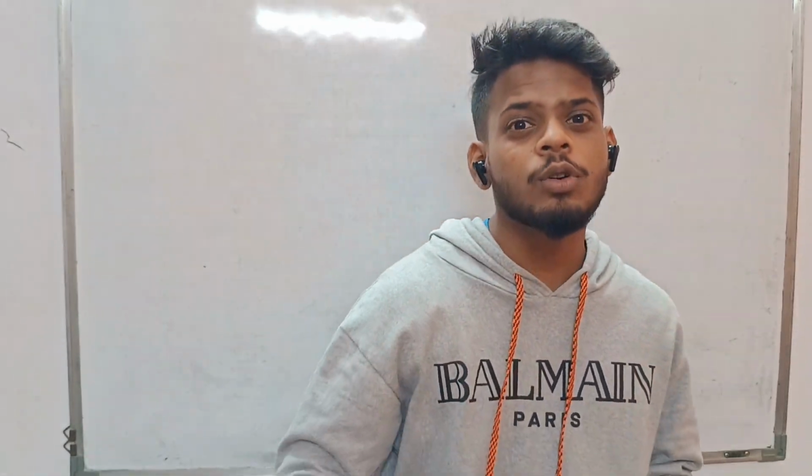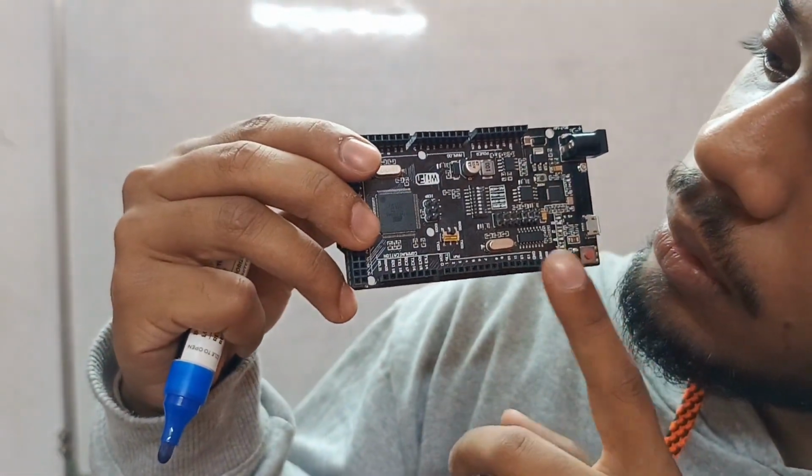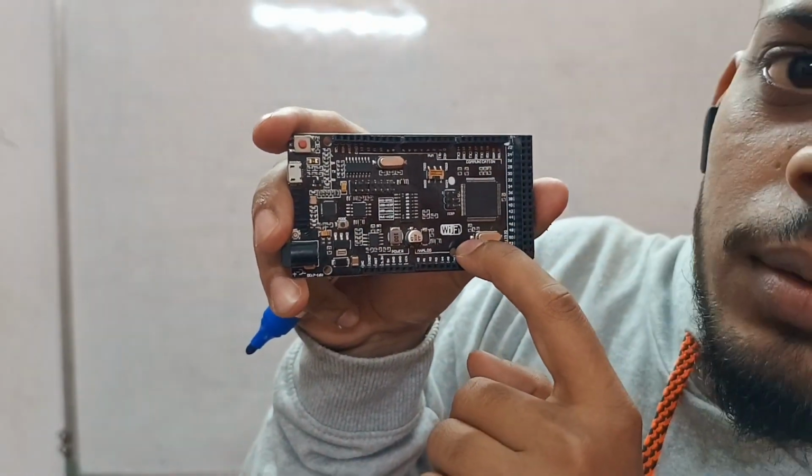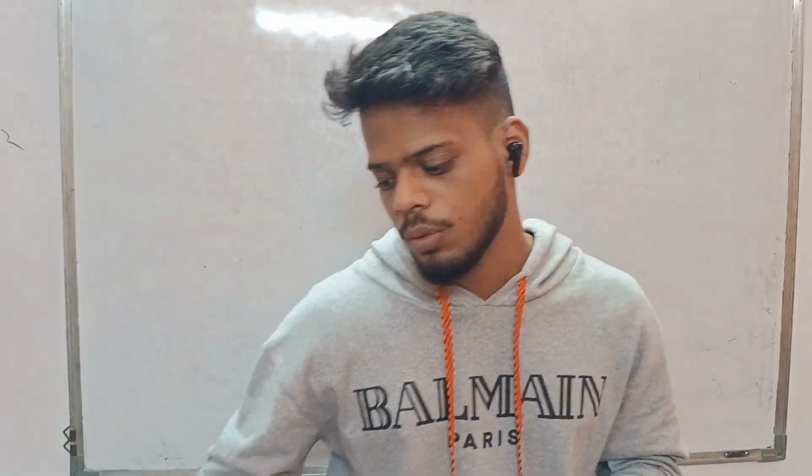So today I'm going to talk about the basics of Arduino. What is Arduino? So you can say this is an Arduino Wi-Fi. Actually, this is Arduino Mega Wi-Fi. It's an advanced version of Arduino Mega 2560. So what is actually Arduino?